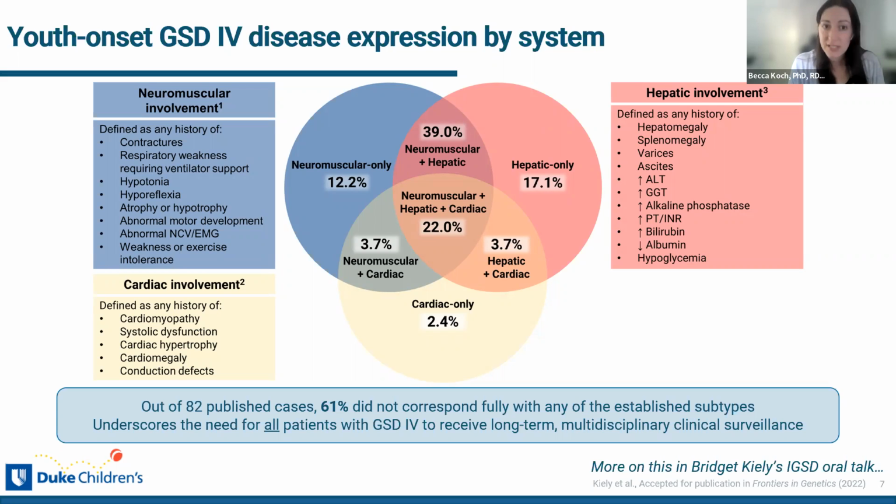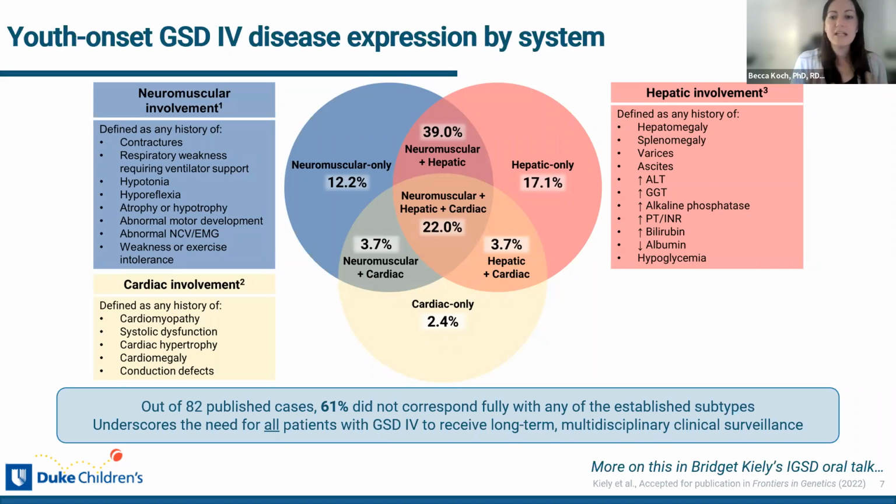45% had two systems involved, meaning neuromuscular, cardiac, or hepatic, and 22% had all three involved, so neuromuscular, cardiac, and hepatic. This work was recently accepted for publication in Frontiers in Genetics, and you can find out more information on this study in Bridget Keeley's oral presentation here at IGSD.